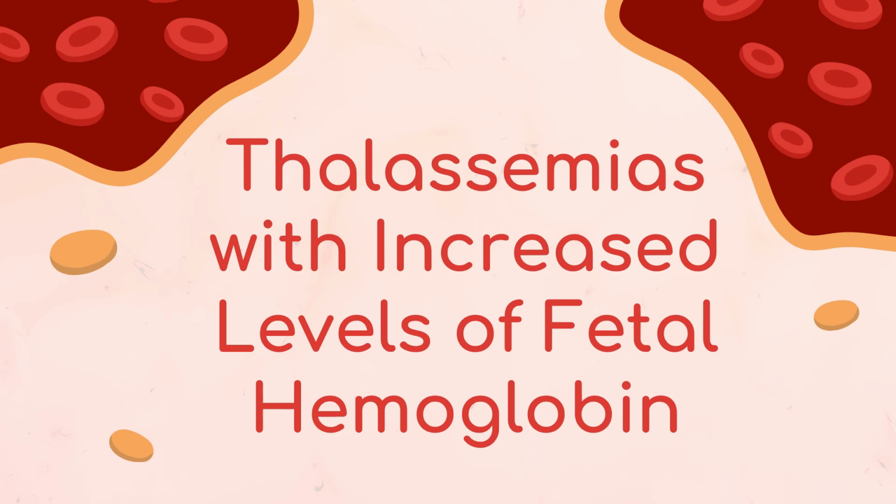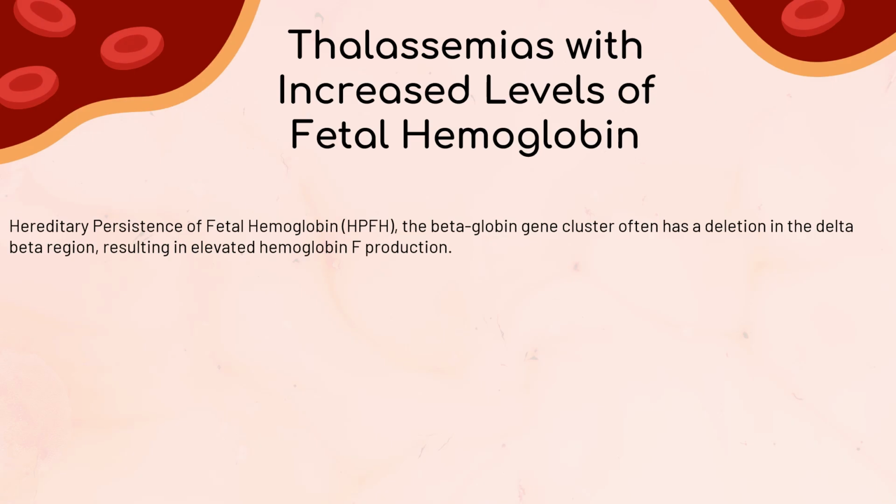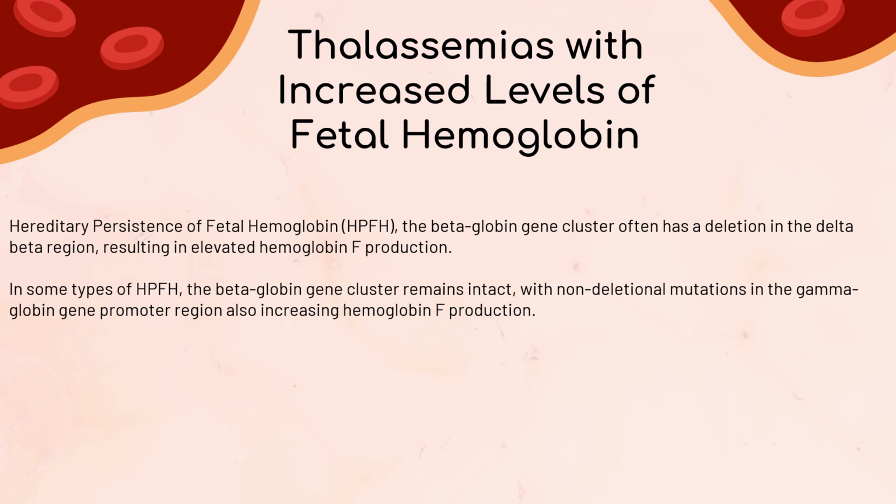Thalassemias with increased levels of fetal hemoglobin beyond infancy and into adulthood are a unique group. Let's first delve into the hereditary persistence of fetal hemoglobin, HPFH, where the beta-globin gene cluster often has a deletion in the delta-beta region, resulting in elevated hemoglobin F production. But wait, there's more. In some types of HPFH, the beta-globin gene cluster remains intact, with non-deletional mutations in the gamma-globin gene promoter region also increasing hemoglobin F production.